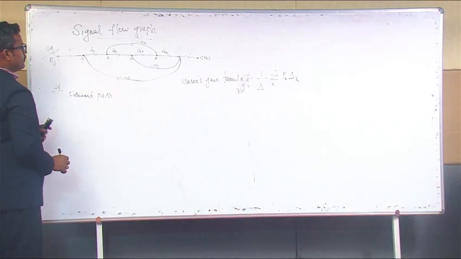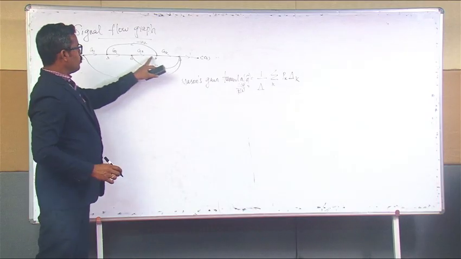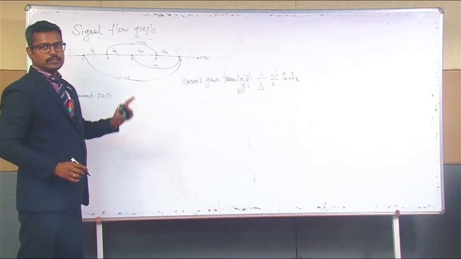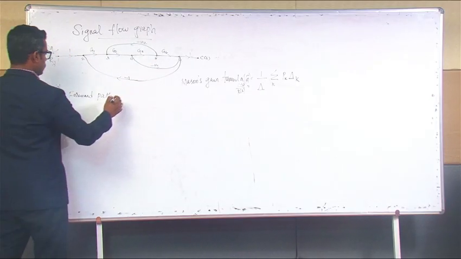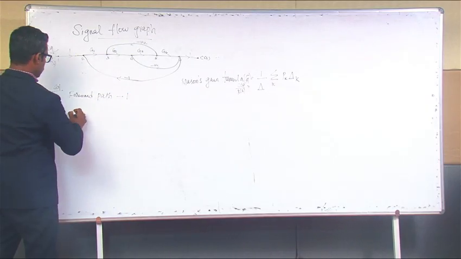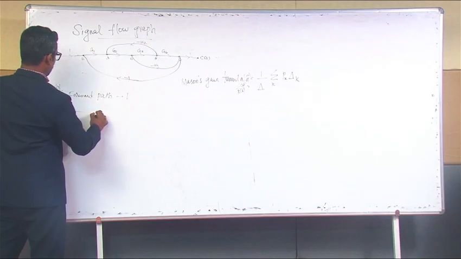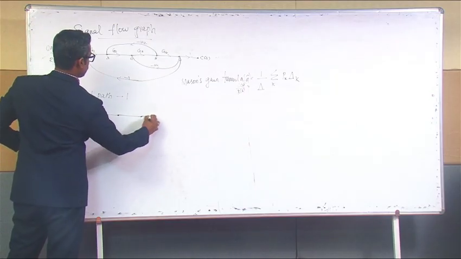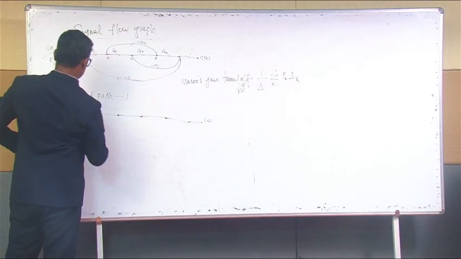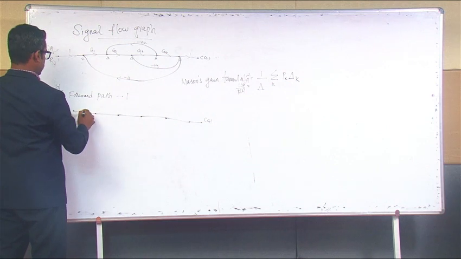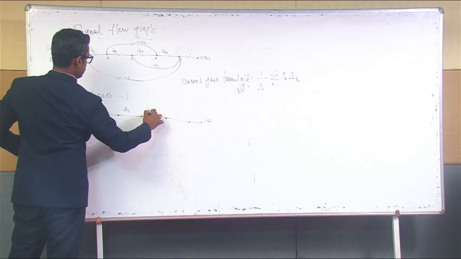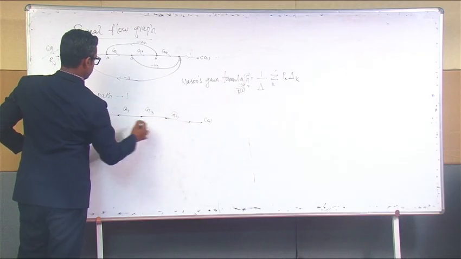how many forward paths are present here? This is the one path, and there is no other path parallel to this one. So we have the number of forward paths equal to 1. Okay, so I am going to draw the forward path from 1 to 2, 3, 4, 5 to 6 and up to C of S. So here the transfer function is 1, G1, G2, G3 and G4.